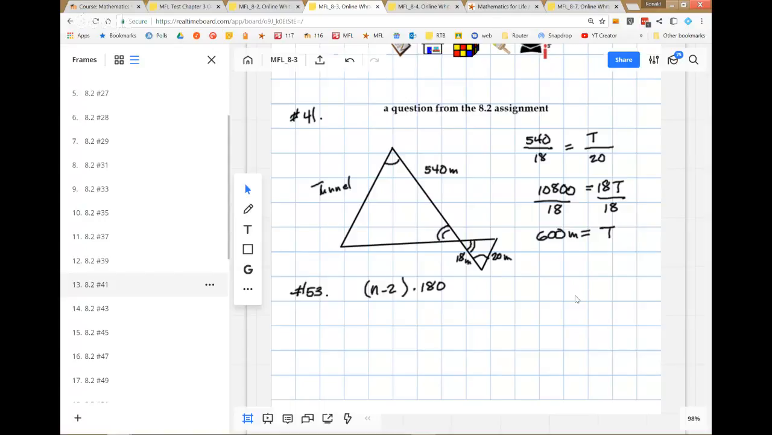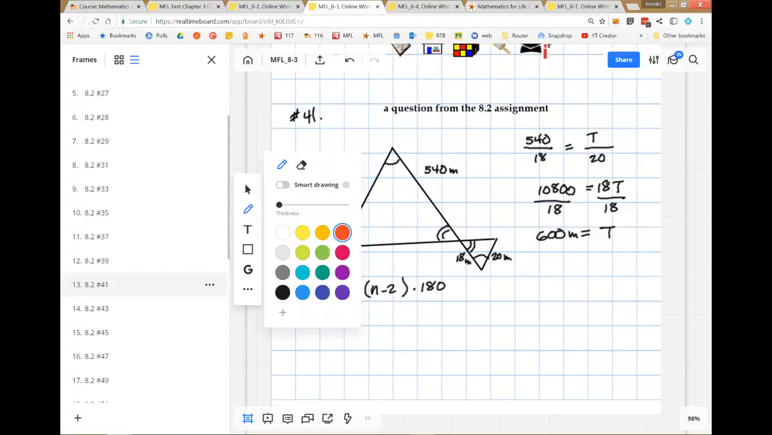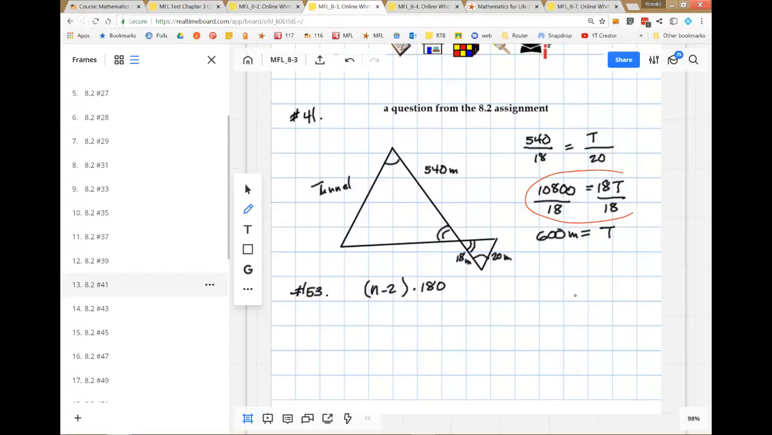Maybe I didn't make that clear, but 18T, I did two steps right here. Maybe I shouldn't have. So anyway, when you cross multiply, you get 18T equals 540 times 20, or 10,800. And then I also divided both sides by 18. And then you get your answer, 600 meters.